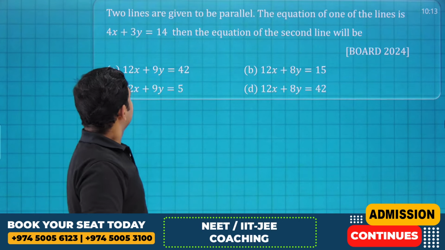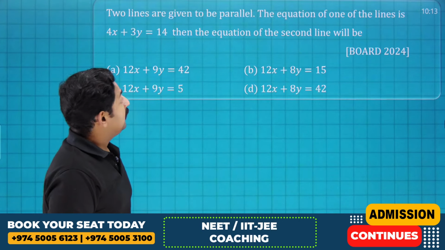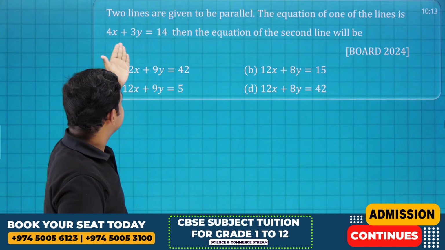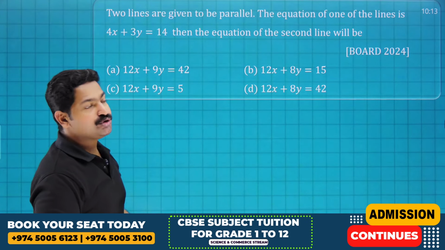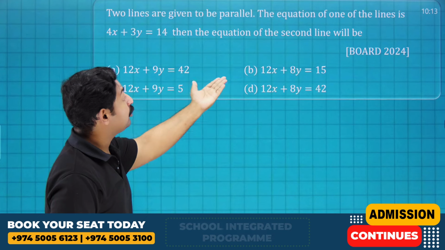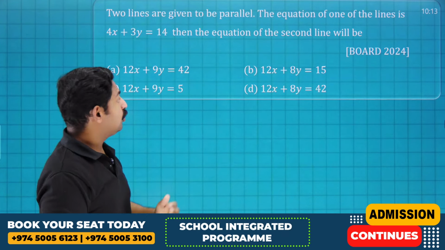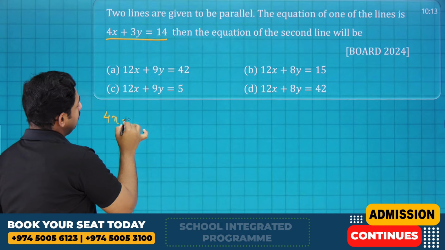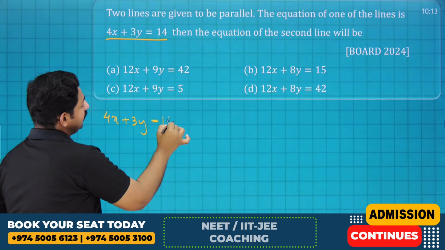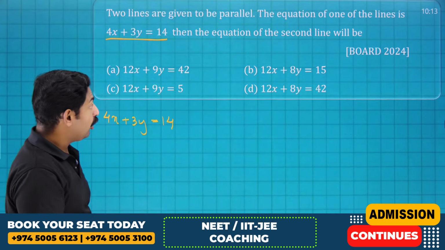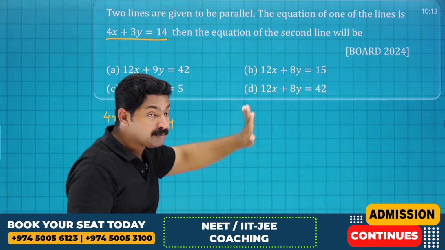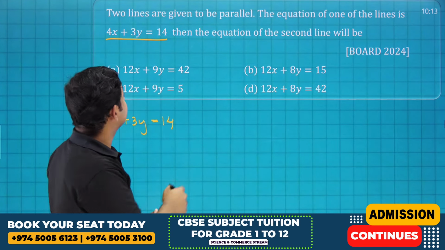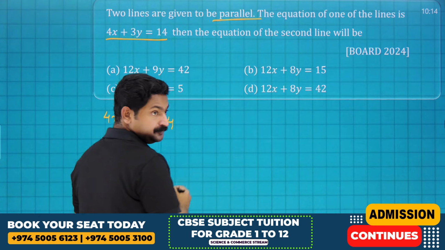So the next one. Two lines are given to be parallel. The equation of one of the lines is 4x plus 3y is equal to 14. Then the equation of the second line will be. So one of the equations is given, 4x plus 3y equal to 14. Now we need to find the second equation from the options where the lines are parallel.